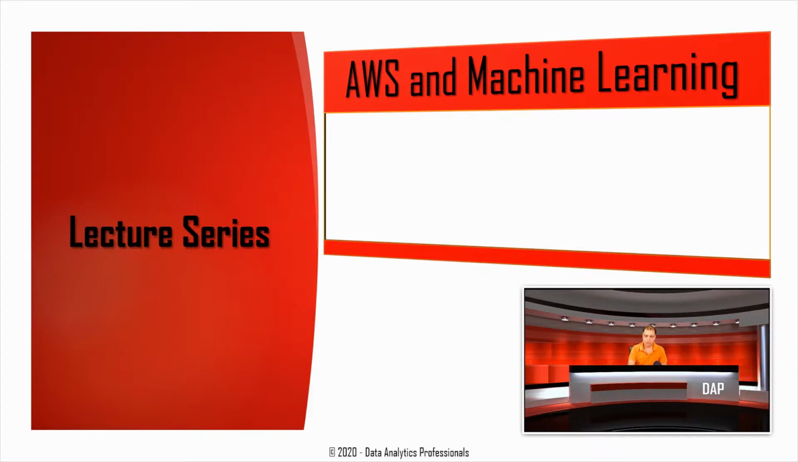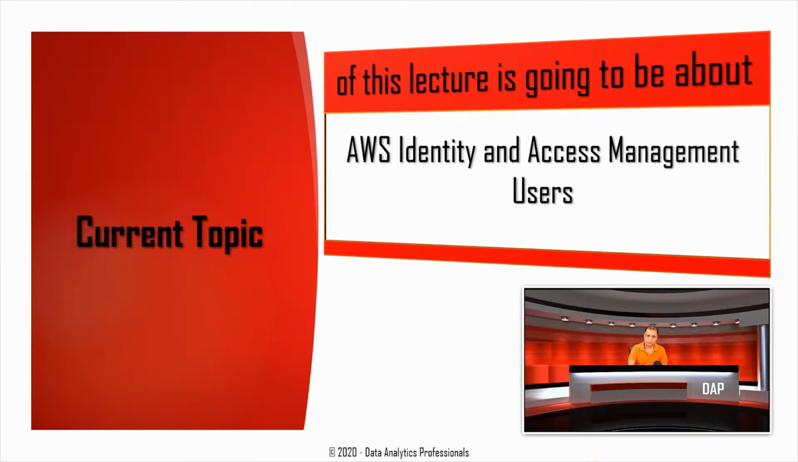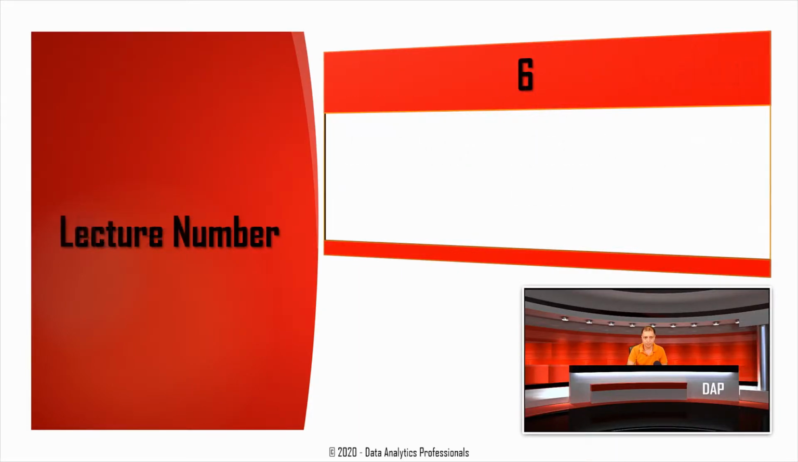This is a lecture series on AWS and machine learning. The current topic of this lecture is AWS identity and access management, and we are going to look into users. This is lecture number 6 of this series.